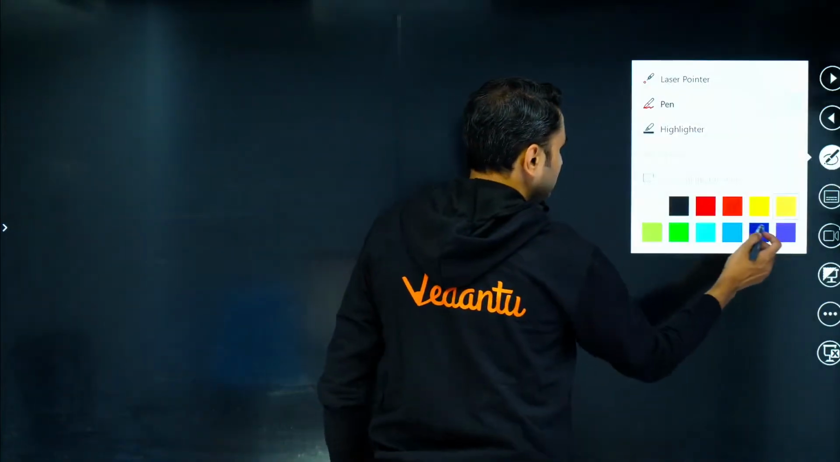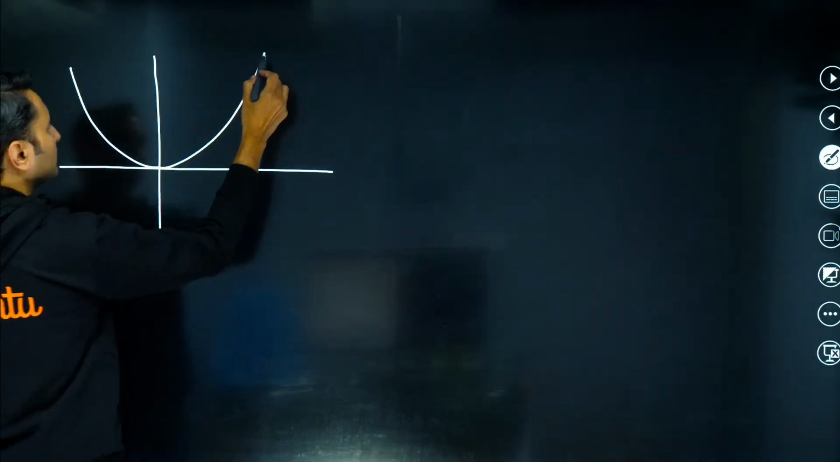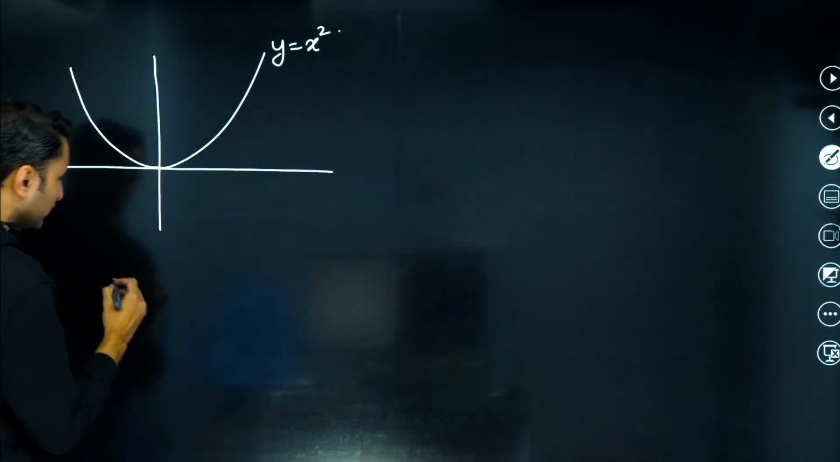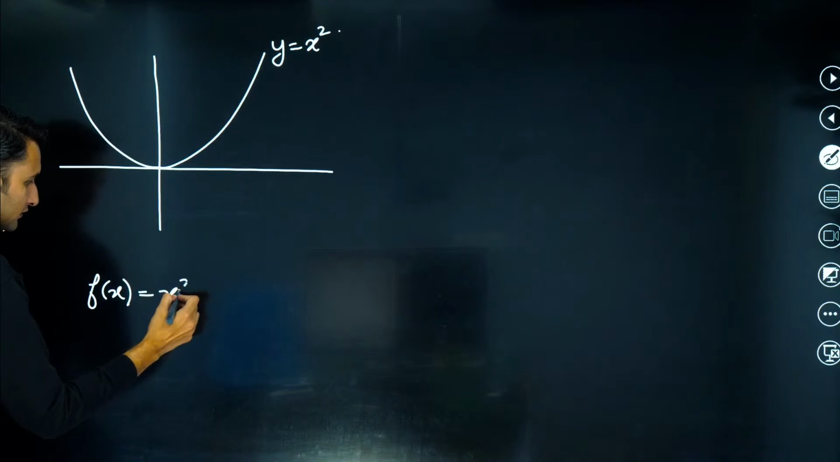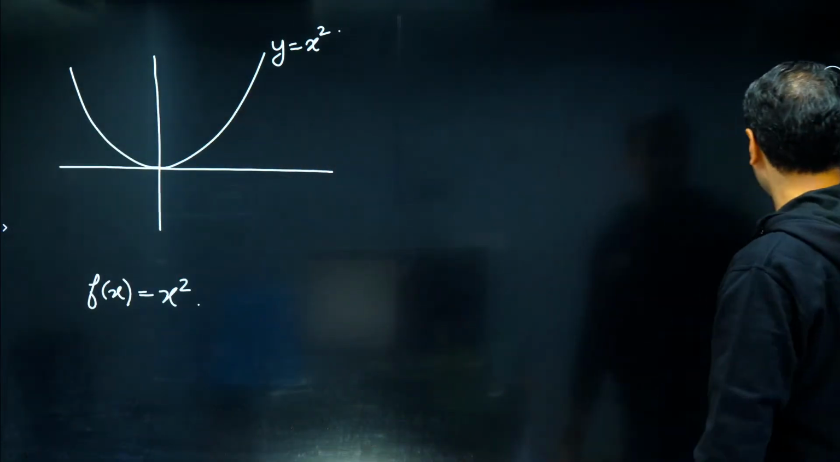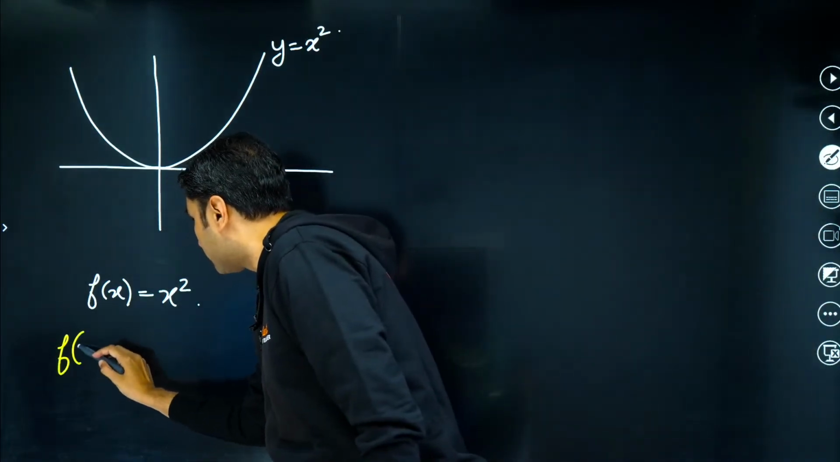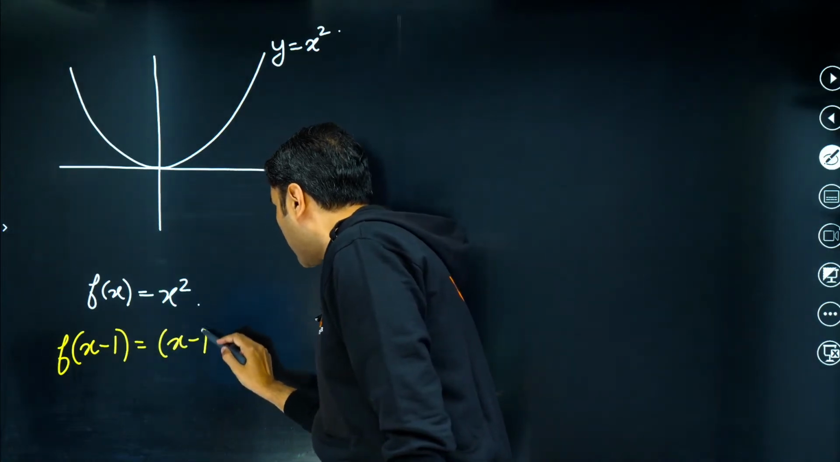This actually is true for all types of graphs. So if I generalize, I'll tell you some very beautiful graphs. What graphs do you know? You know the graph of y equal to x square, right? This is y is equal to x square. So what is the function I'm talking about here? f of x is equal to x square, right? So if I were to plot the graph of f of x minus 1, that is, x minus 1 ka whole square.